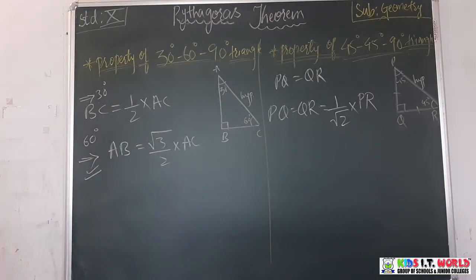First is the property of 30, 60, 90: the side opposite 30 is 1 by 2 times the hypotenuse, and the side opposite 60 is root 3 by 2 times the hypotenuse. Third, the property of 45, 45, 90 means the side opposite to the 45 degree angle is 1 by root 2 times the hypotenuse.